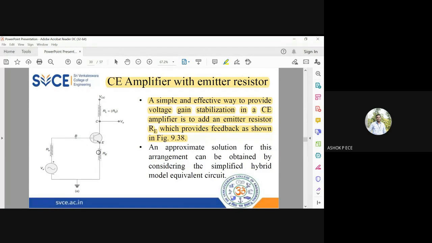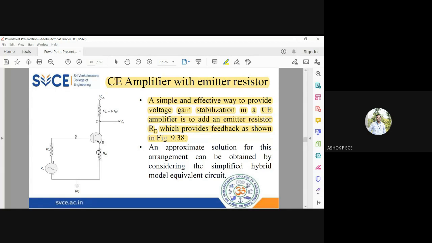What are the four parameters we are deriving for all the amplifiers? Input impedance, output impedance, voltage gain, and current gain. So this power loss happening in the resistance RE will in turn affect what? Voltage gain, sir. Yes, it will in turn affect the gain of your transistor. Sometimes it might be voltage gain, sometimes it might be current gain.